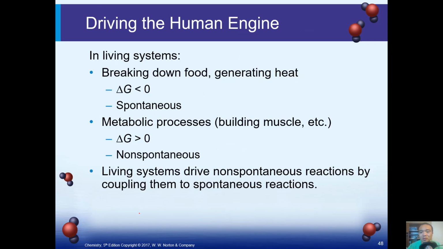In living systems, spontaneous reactions typically involve metabolizing food to provide energy needed by the body, while the reactions that are involved in building molecules, such as proteins and so forth, are non-spontaneous. The living systems use the energy from spontaneous reactions to run non-spontaneous reactions that are essential to life. This is accomplished by coupling, also called combining, a non-spontaneous process to a spontaneous process, and then the total process is made spontaneous. These processes are covered in greater detail in chapter 20. So the basic principle is you combine a spontaneous process with a non-spontaneous process, and the combined process is made spontaneous.